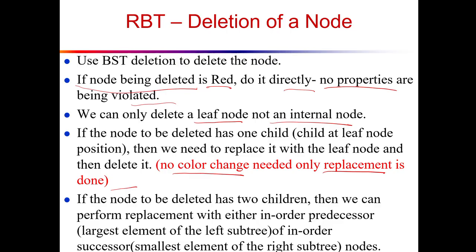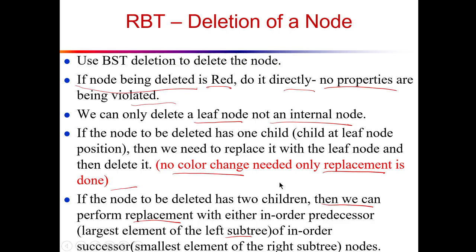I will explain this in a more prominent manner with the help of an example, so don't worry about that. Apart from that, another thing to take care of is that if the node to be deleted has two children, at both the left and right positions, then we can perform replacement with either the in-order predecessor, that is the largest element of the left subtree, or the in-order successor, that is the smallest element of the right subtree.